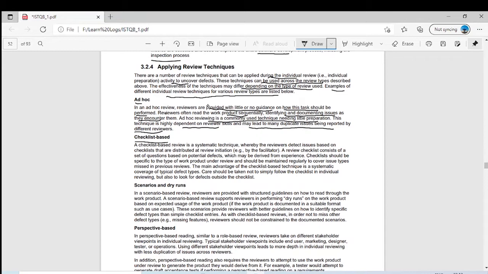And then you have the work products, the documentation, plus you will be provided a checklist as well. During reviews we will mainly discuss the issues that are given in the checklist, but during the review meeting you can also present your points which are not mentioned in the checklist. It's quite possible. A checklist based review is a systematic technique whereby the reviewers detect issues based on checklists that are distributed at review initiation. If you remember, we have already seen review initiation in the second step of the review process: when you plan the review, after that the facilitator initiates the review.